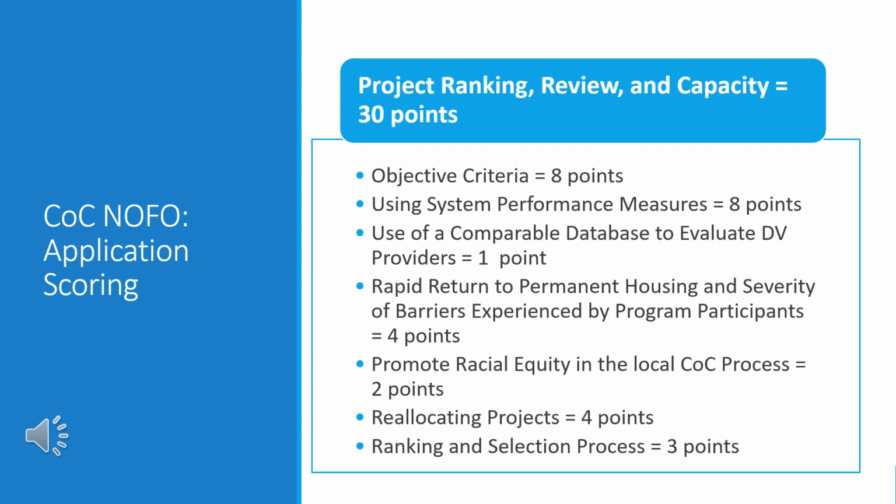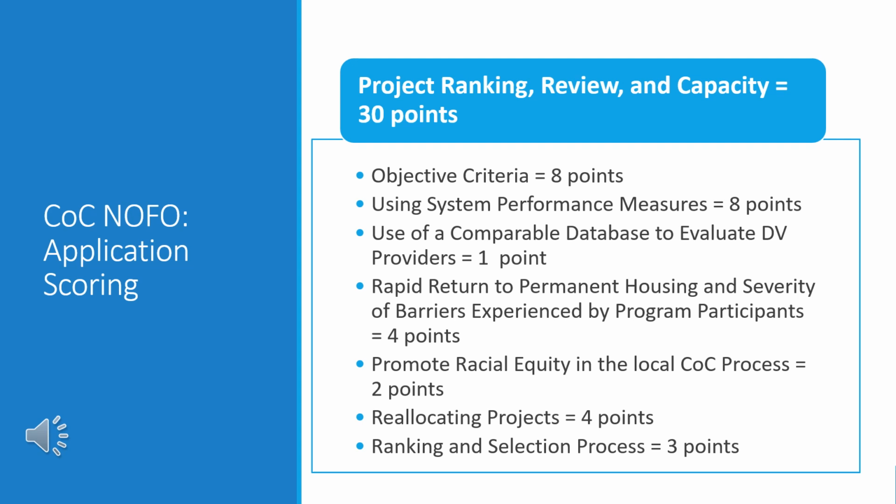Additionally, HUD was looking for multiple SPM-related criteria to be used, and for at least 20% of the criteria used to be SPM-related. HUD awarded 1 point for the CoC using data from a comparable database to evaluate DV providers. HUD awarded up to 4 points for CoCs that evaluated projects on their ability to successfully house participants in permanent housing, and for looking at how long it takes projects to do so. They also wanted CoCs to account for the severity of barriers experienced by program participants when evaluating projects.